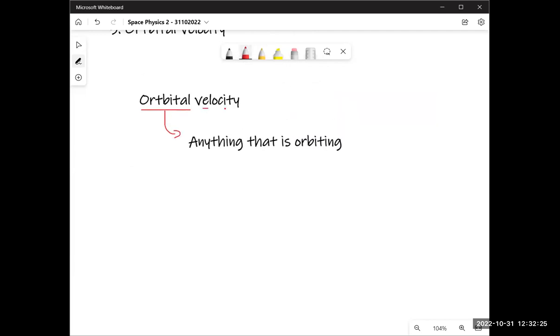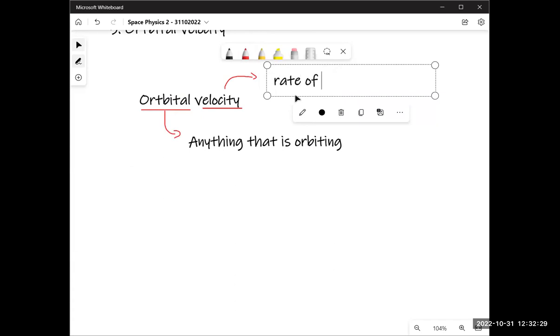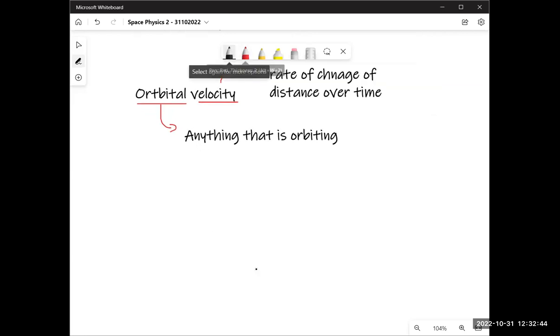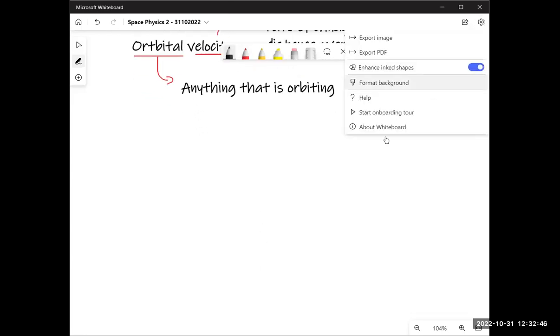What is velocity? Velocity is the rate of change of distance over time. Speed in a given direction. Distance or speed, basically, in the direction. Velocity is a vector, so it has a direction as well. But okay, that's great. Now, if I move on, if I show you the sun, our sun.